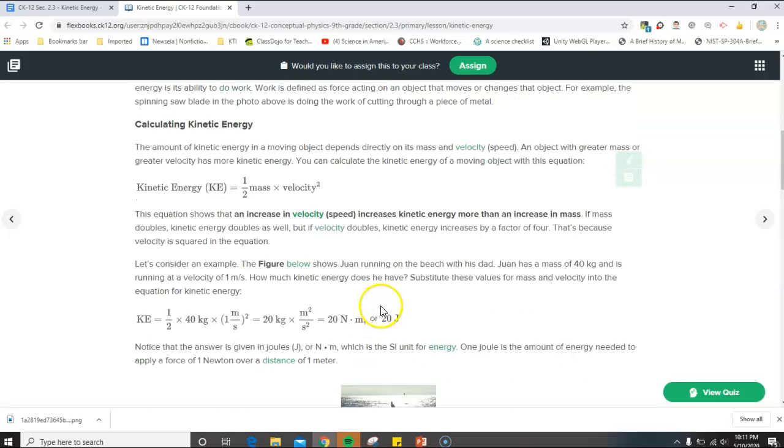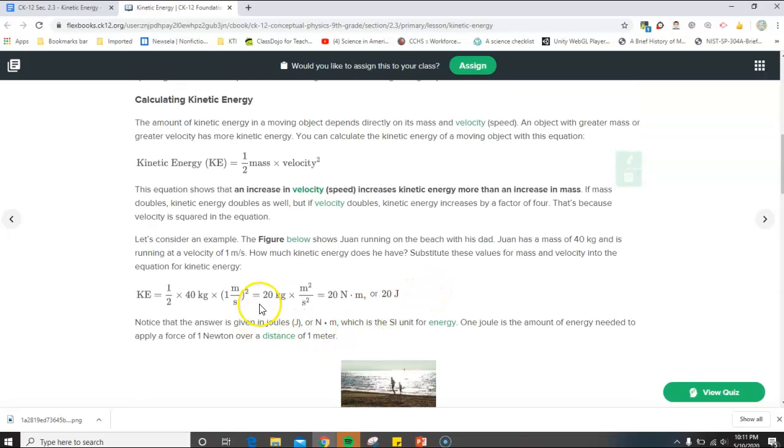So let's start to use this equation. Now, I'm not going to ask you to do these calculations. I'm not going to give you a lot of practice problems.